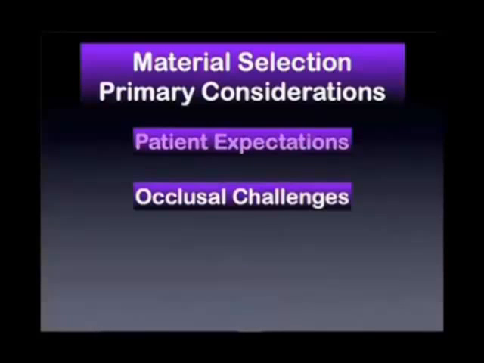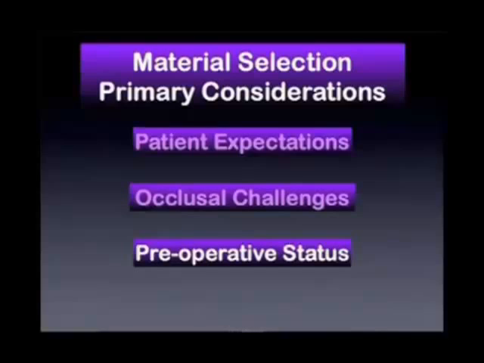Secondly, what are some of the occlusal challenges that we face with a particular case? We'll elaborate on that. What's the preoperative status? Does the tooth have a previous restoration on it? Is the tooth discolored? What are some of the situations that we have to deal with in a particular case because of the preoperative status?